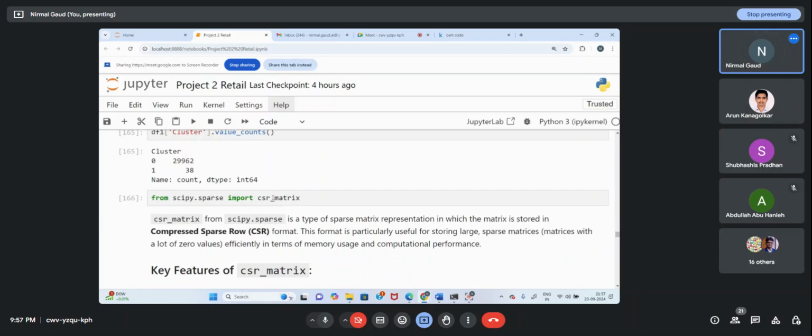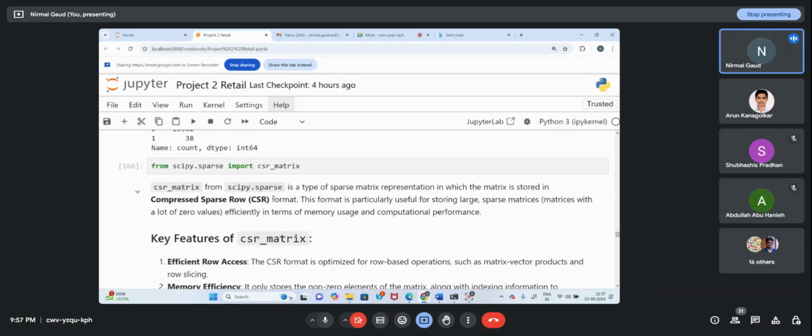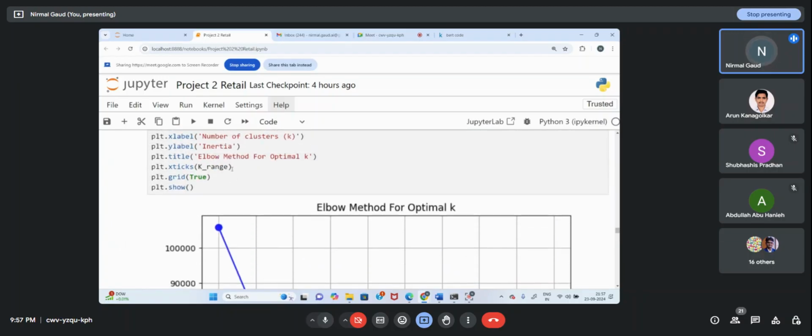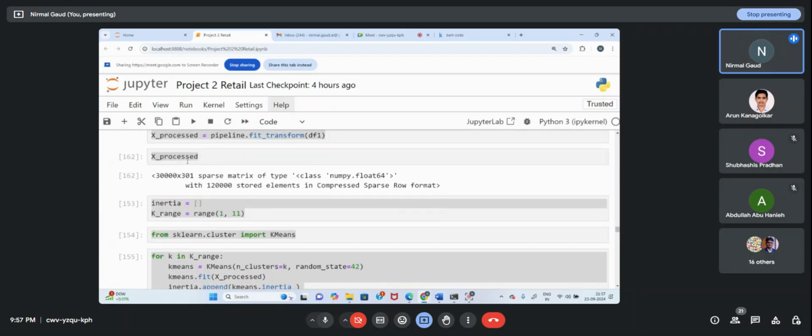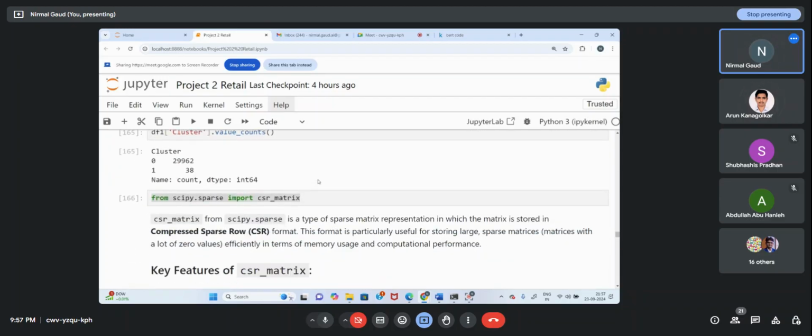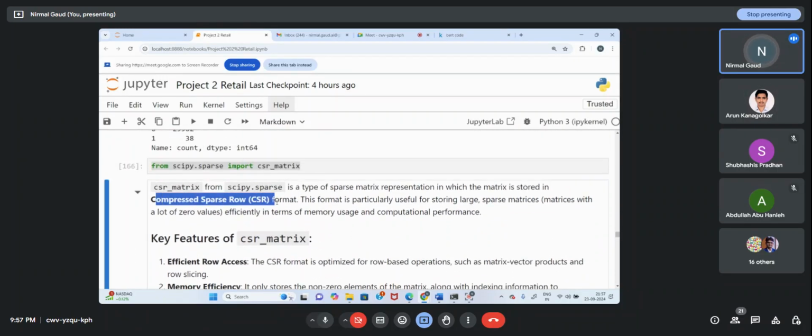Okay, one more thing came into my mind. I am having this X processed data as sparse. I already mentioned, while printing X processed, it told that you are having a sparse matrix, so most of them are 0. What can I do with that? Is there any solution? The solution lies in compressing the sparse data. So I use one library called SciPy sparse import CSR matrix.